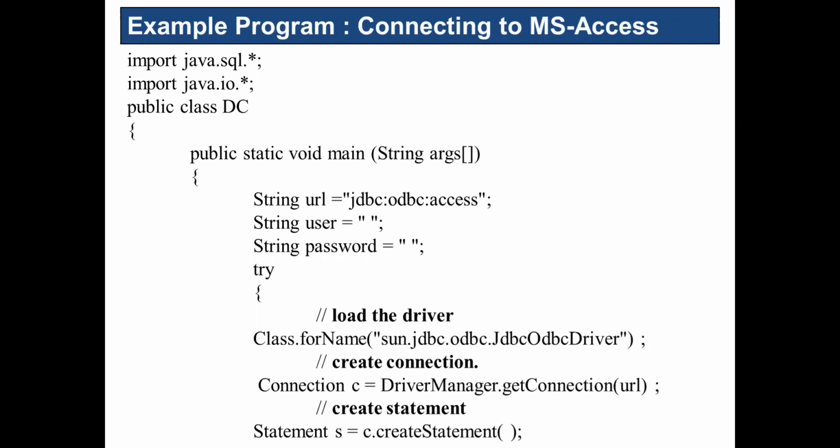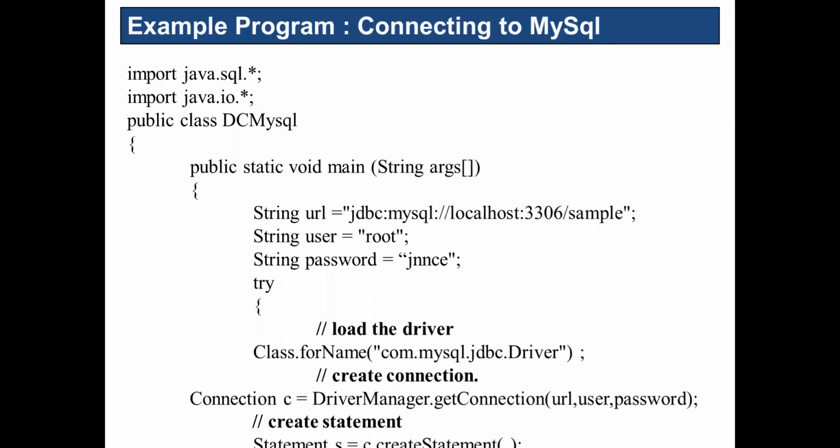Okay, so this is MS Access. And for the second one, the database is MySQL. This is a standard URL using jdbc:mysql, and it can be stored on a standalone system by localhost:3306, and the name of the database is sample. So load the driver by using com.mysql.jdbc.Driver. This establishes the driver loading when connecting to MySQL.